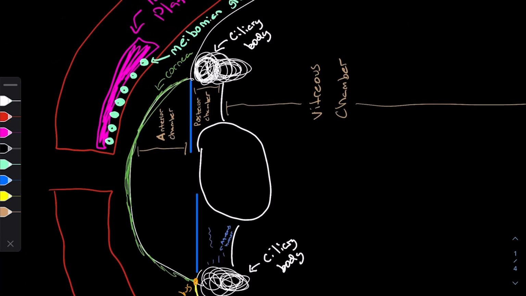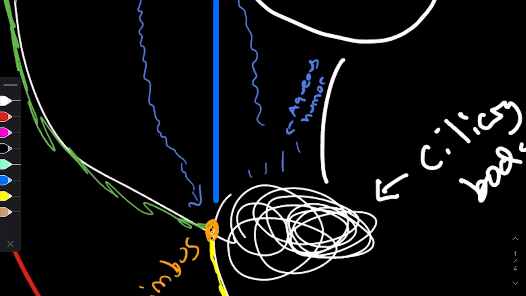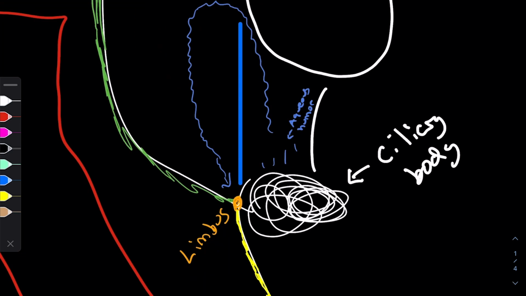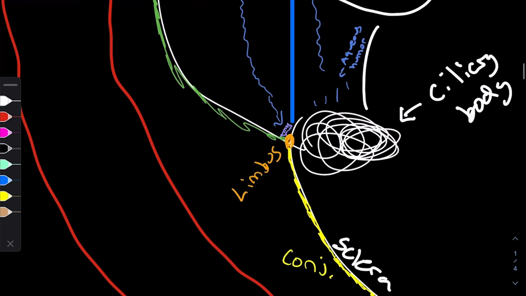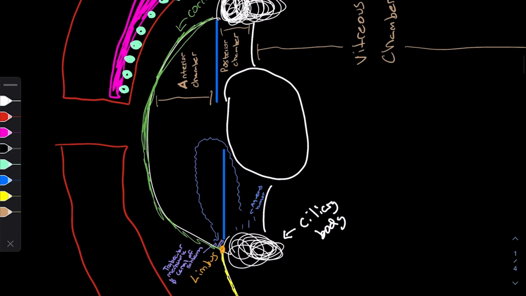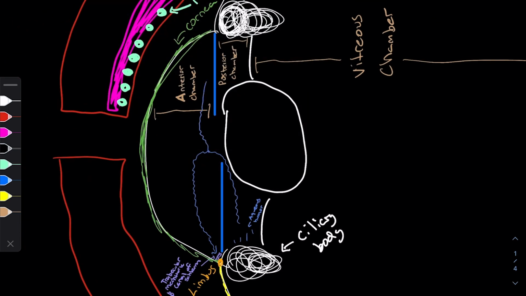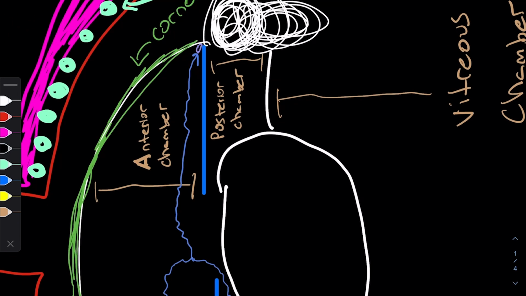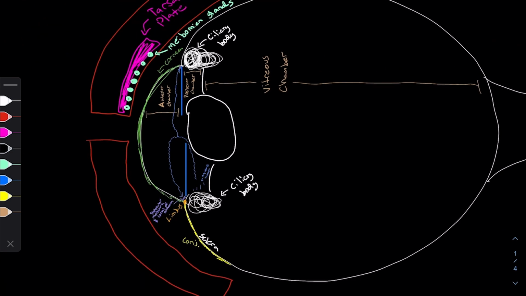It flows in anteriorly into the anterior chamber through the open pupil, and then it drains back into venous circulation at this corner between the iris and the cornea through something called the trabecular meshwork, and then underlying the trabecular meshwork, the canal of Schlemm. It goes back into venous circulation that way. It's a pretty important piece of anatomy because if it goes wrong, you can develop glaucoma.